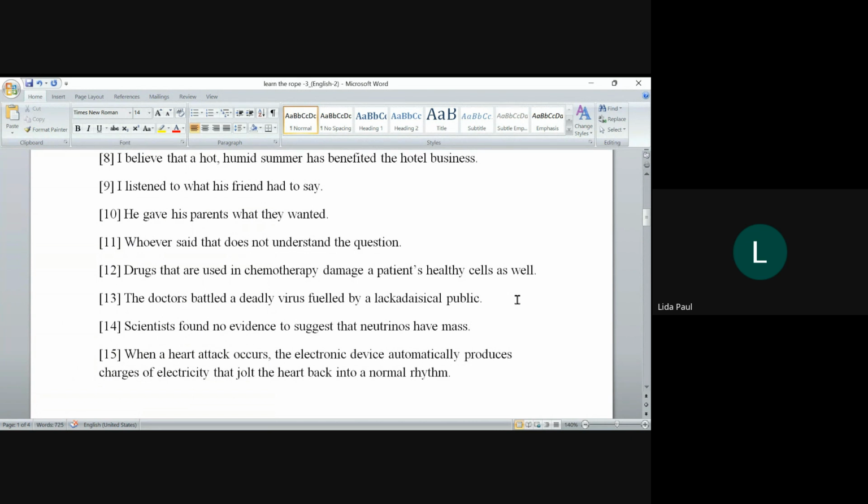15th one. When a heart attack occurs, the electronic device automatically produces charges of electricity that jolt the heart back into a normal rhythm. Keep in mind, longer sentences may have more than one subordinate clause. What is the subordinate clause here in this sentence? It's a long sentence, but it's a simple sentence, much simpler than all those shorter ones that you have already seen.